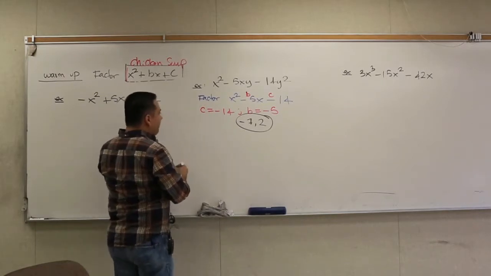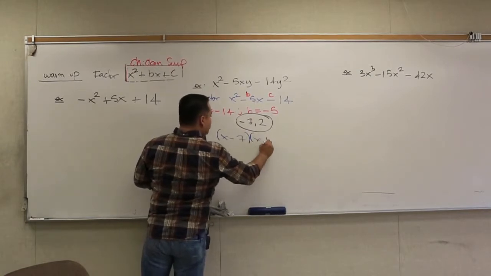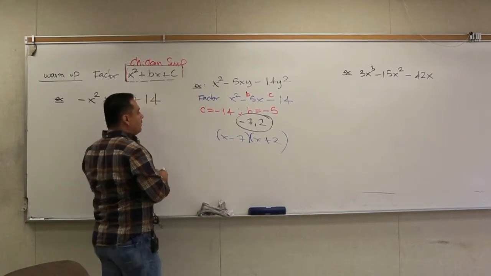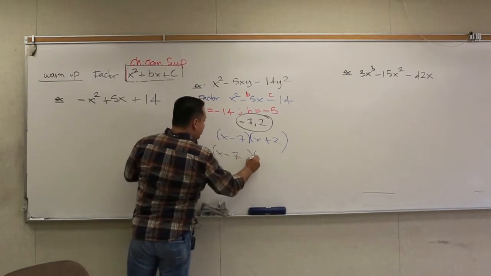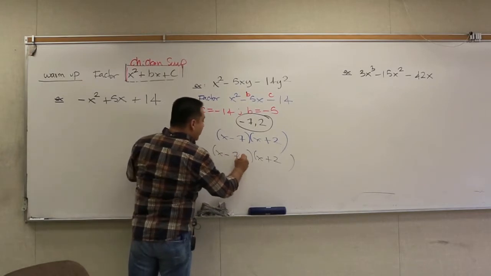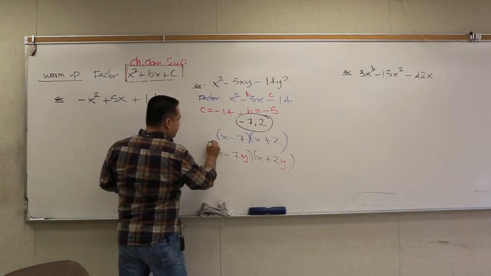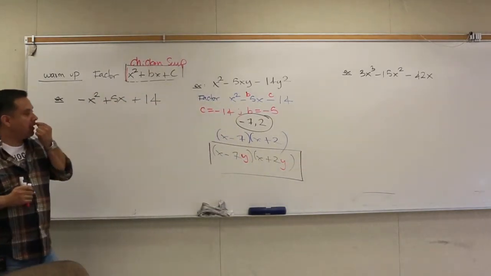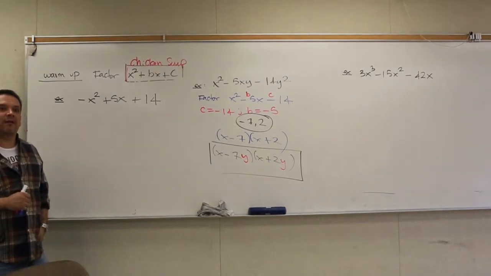So here we go. We're going to factor this. What do you guys notice? Isn't this now x minus 7 and x plus 2? What's your final answer? Right, it's going to be x minus 7, and then x plus 2. Don't you need your y's? You guys okay with this one? Anybody have any questions on this? All right.